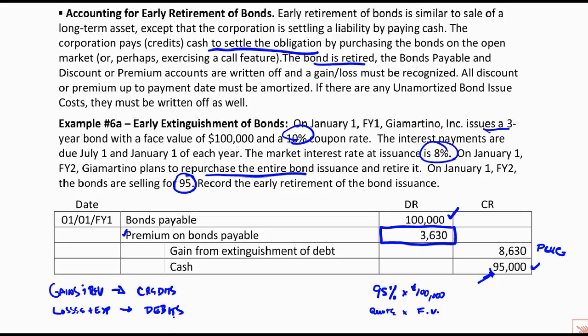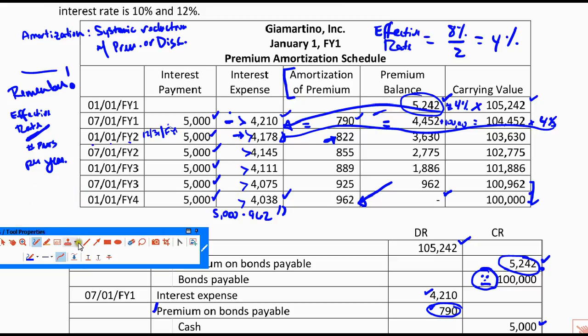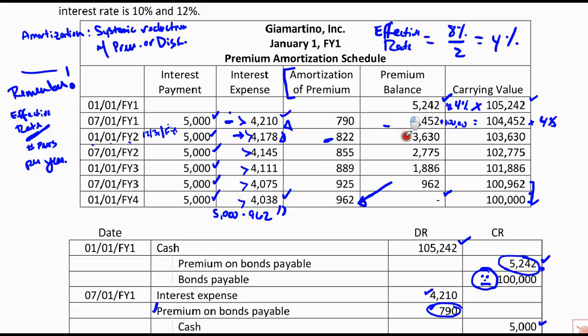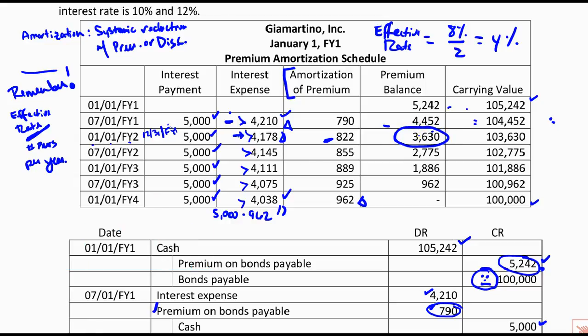Okay, so where do we get this premium from? This is 1-1 on FY1. Oh, that's incorrect. They're selling on 1-1 FY2. Go up to our schedule. 1-1 FY2. The premium balance. Okay. So the premium balance on that day is $3,630.